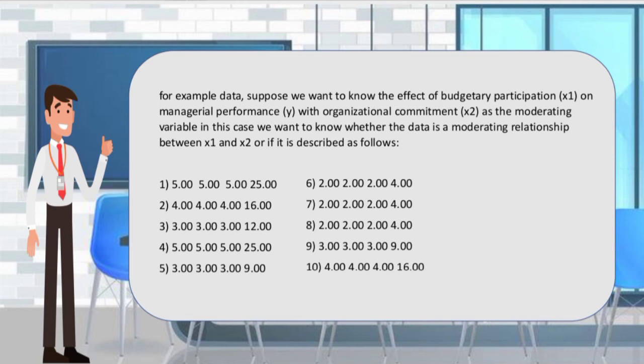For the ninth, the y is 3.00, the x1 is 3.00, the x2 is 3.00, and the x1, x2 is 9.00. And now for the 10th, the y is 4.00, the x1 is 4.00, the x2 is 4.00, and the x1, x2 is 16.00.